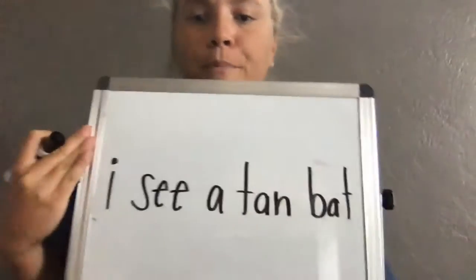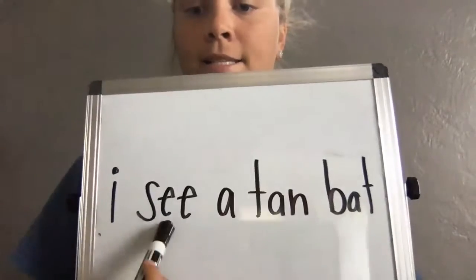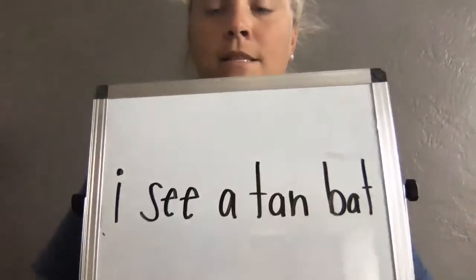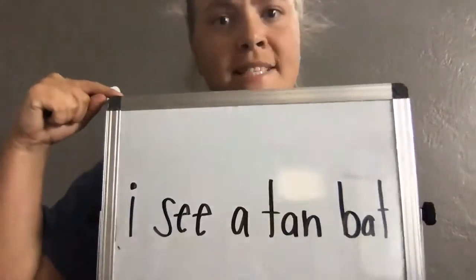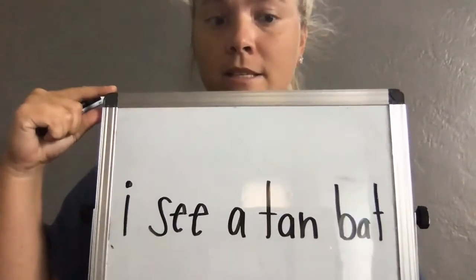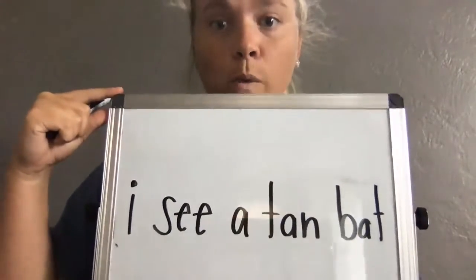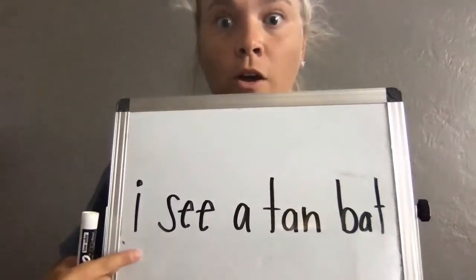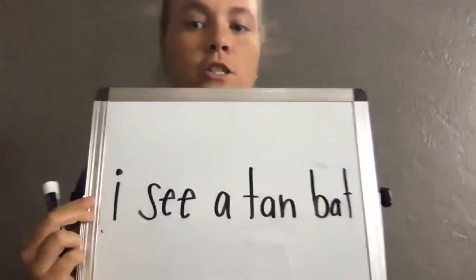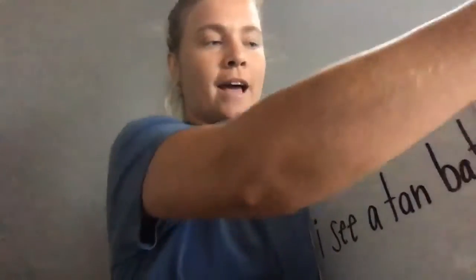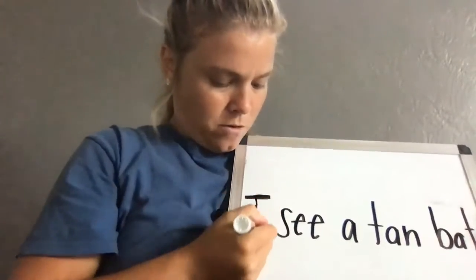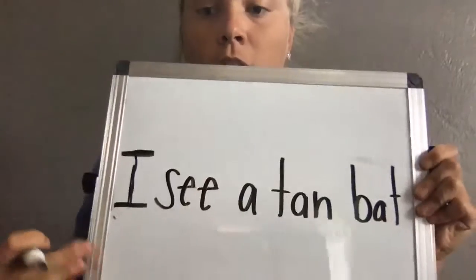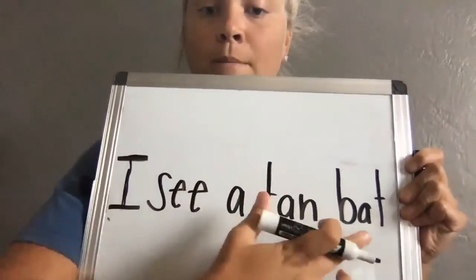Alrighty, so my sentence says, i see a tan bat. What is one thing that we noticed that we talked about earlier that we need to have at the beginning of the sentence? Always at the beginning, we should have, you're right, a capital letter. So I'm going to go ahead and change that i into a capital I. I see a tan bat.